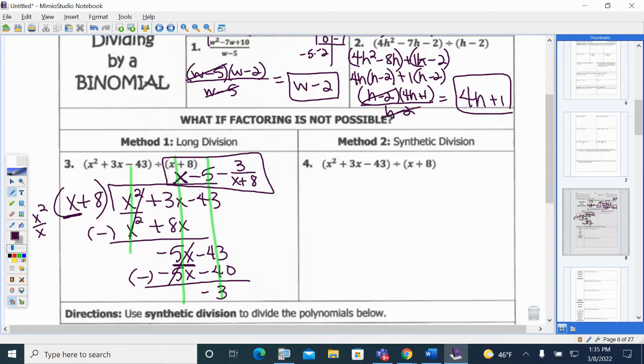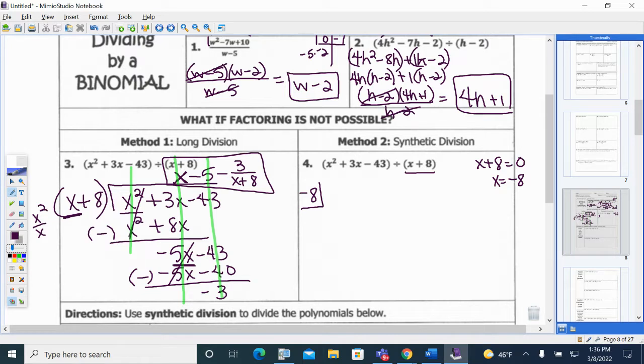The first step in this is to take your divisor, which is the x plus 8, set it equal to 0, and solve for x. So I'm going to subtract the 8, and I get x equals negative 8. Now we're going to use that negative 8. I'm going to put it out front and put it in a little box.